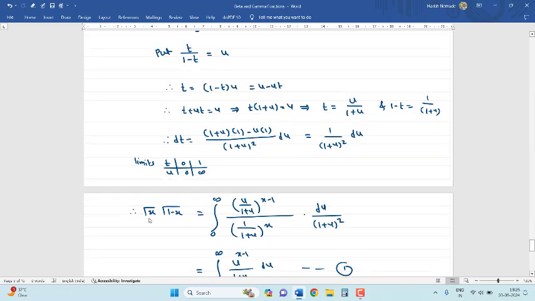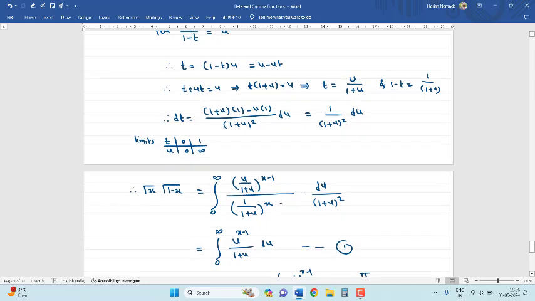So we have gamma x into gamma 1 minus x equal to integration from 0 to infinity of u upon 1 plus u raised to x minus 1, divided by 1 upon 1 plus u raised to x, into du upon (1 plus u) square. By collecting all the terms of 1 plus u, the power becomes 1 plus u raised to x minus 1 divided by 1 plus u raised to x, and this (1 plus u) square becomes only 1 plus u. So this is equal to integration from 0 to infinity of u raised to x minus 1 upon 1 plus u du.